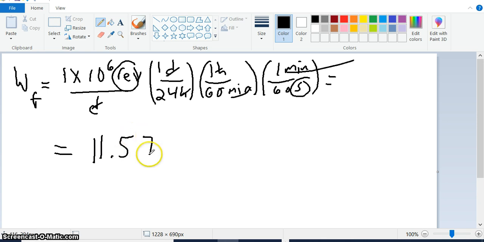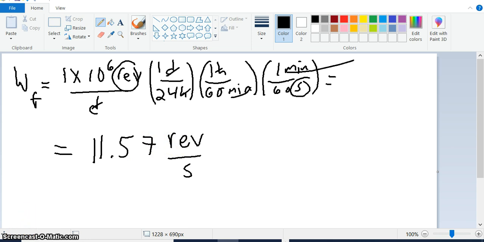11.57, roughly, 11.57 revolutions per second. All right, so this thing is spinning very, very fast. When it collapses from a radius of 10,000 kilometers, rotating at 1 revolution per day, to a radius of 10 kilometers, it'll speed up its rate of rotation to 11.5 revolutions per second.